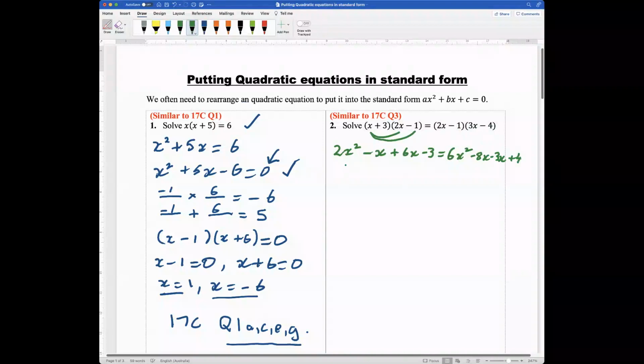Okay, so we can simplify that a bit. You're going to get 2x squared plus 5x, because negative 1x plus 6x is plus 5x, minus 3 is equal to, now we're going to have 6x squared, and then simplify the middle terms.